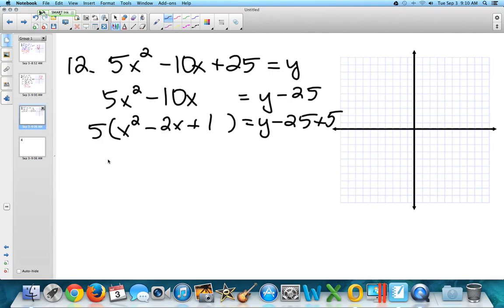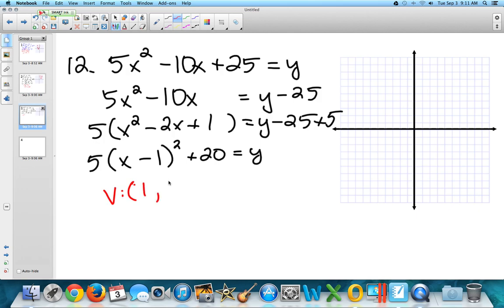Now this factors, so I'm going to end up with 5 on the outside. This is going to be x minus 1 squared. I'm going to go ahead and simplify this while I'm thinking about it. Negative 25 plus 5 is negative 20. And then if I pull the negative 20 back over, I get a plus 20. And that equals y. So my vertex is at 1 and 20.